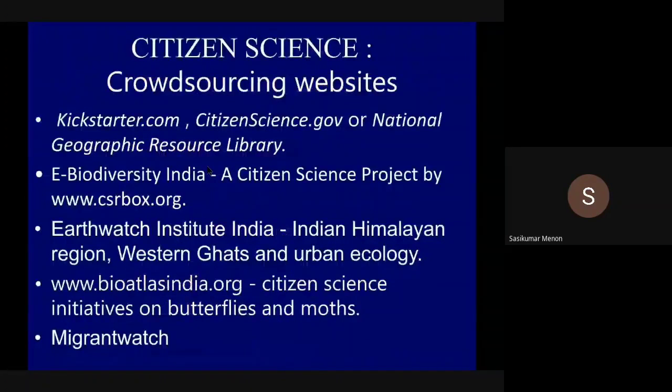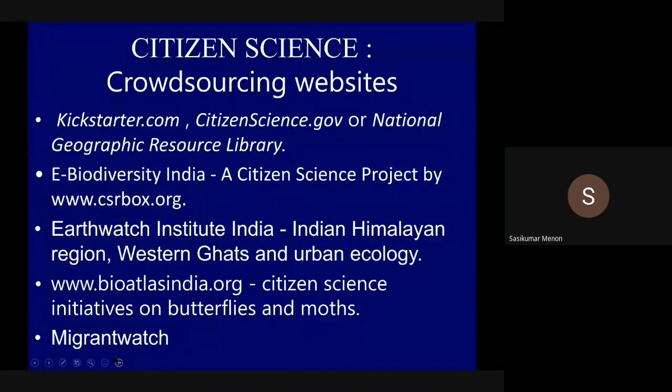Now, these are some of the crowdsourcing sites that are available where they help citizens to give information. We should build one such thing with hope, and we should have one in Thane. That's my dream, and we must do it. There are a lot of such things. Earthwatch is there, eDiversity India is there, BioAtlas India is there. They're all active, and of course, Migrant Watch. All of them are accepting data from citizens.